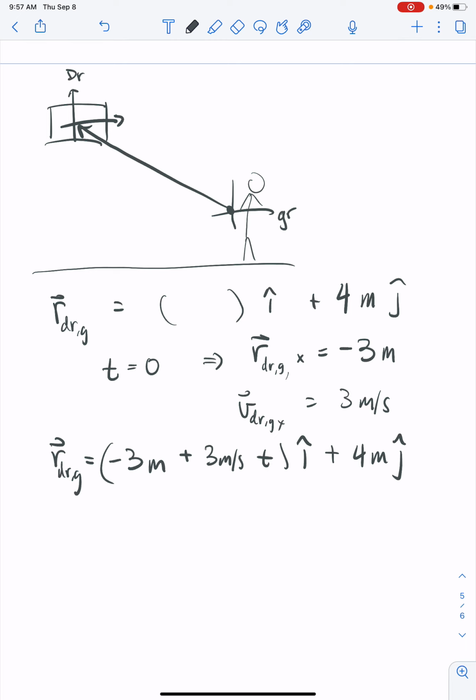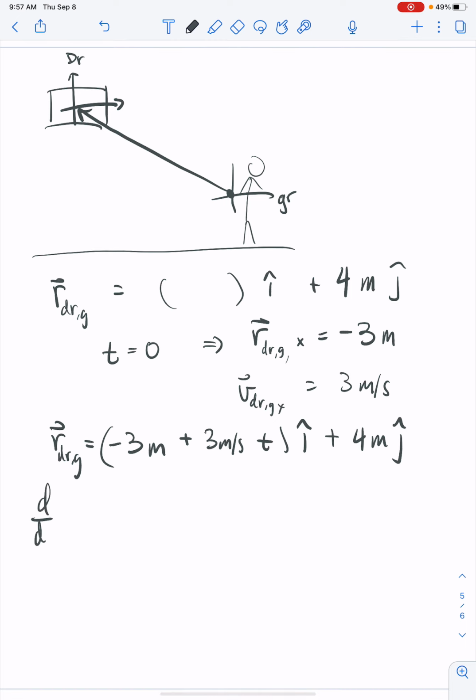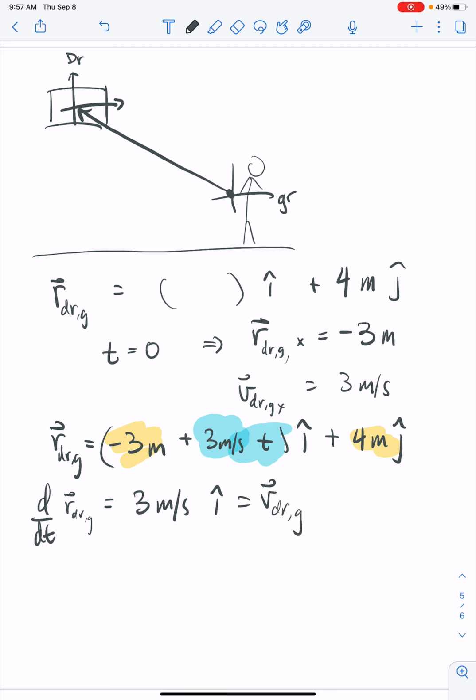And then we could also find its velocity by taking the time derivative of this, right? So we've got something that doesn't depend on time, something that doesn't depend on time, so those go away. And then this term is our time-dependent term, and the derivative of something times time is just that thing. So we've got 3 meters per second i hat as the velocity of our drone in the ground frame, which is the same thing we found before.